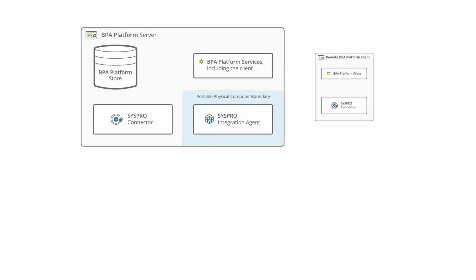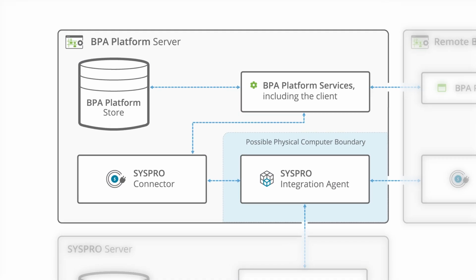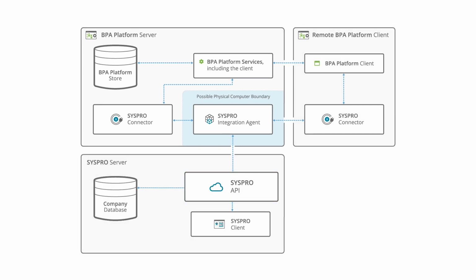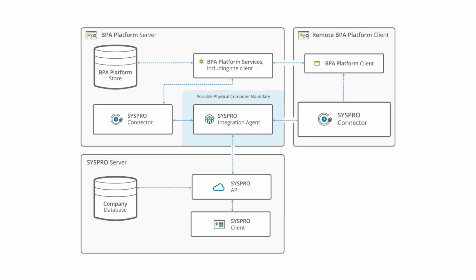The SYSPRO Connector Tool pack consists of the SYSPRO Integration Agent, which communicates with the SYSPRO API, and the SYSPRO Connector, which communicates with the agent instead of interacting directly with the SYSPRO company database.